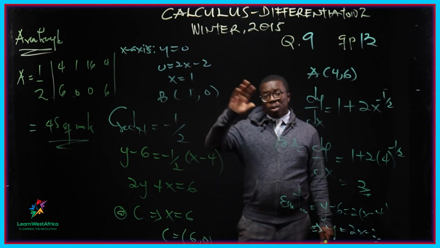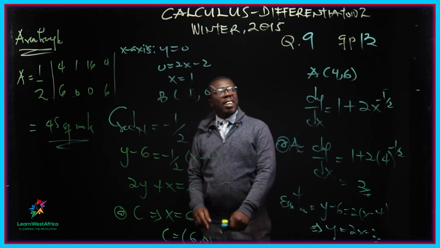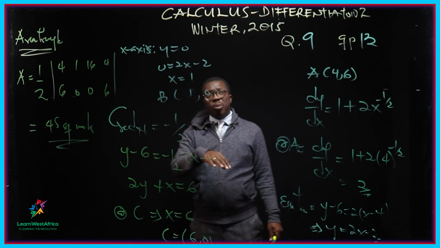In any case, the area of the triangle ABC that we are looking for is going to be 45 square units, and that is the end of question 9, QP13 in winter 2015.